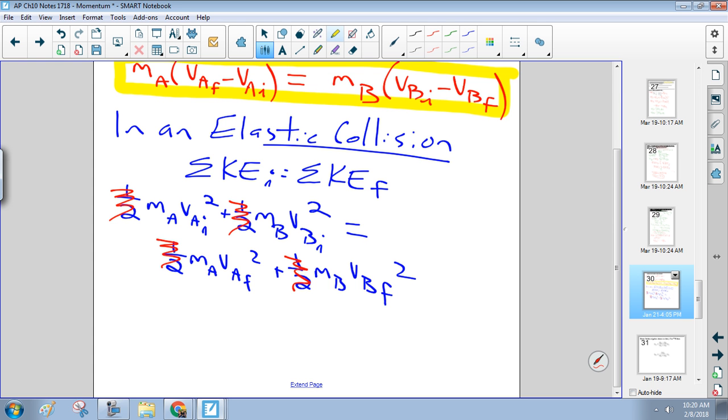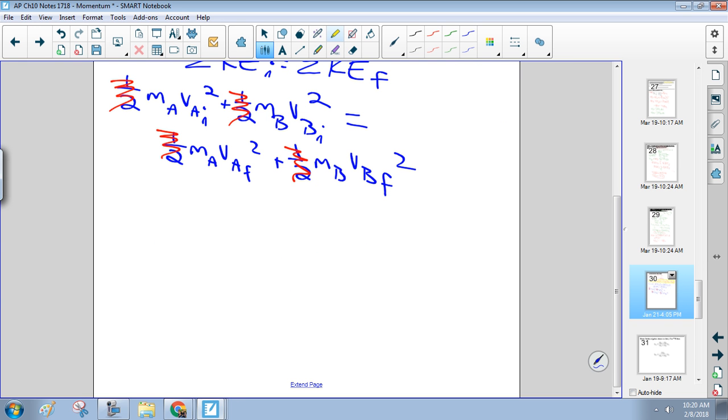And now what I'm going to do is group it. So right now I've got it set up so that all the initials are on one side and all the finals are on the other. I'm going to rearrange it to get it so I've got all the A's on one side and all the B's on the other. Good? All right. So if you do that, I'm going to have to subtract VA final from this side and subtract VB initial from this side, right? So I'm going to get this. Mass of A times the velocity. Oh, shoot. I'm going to do it the other way around.